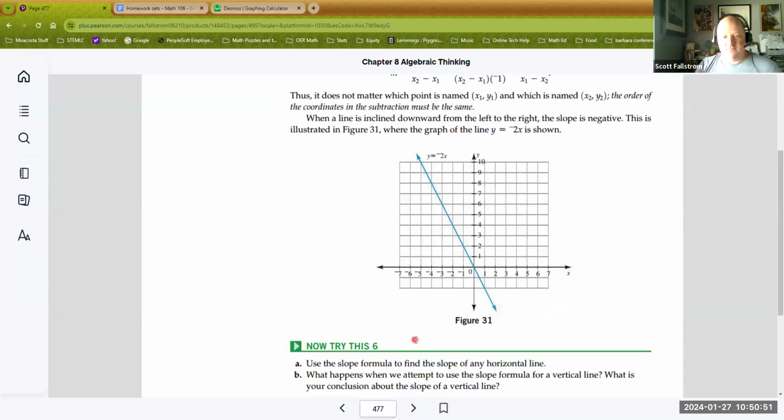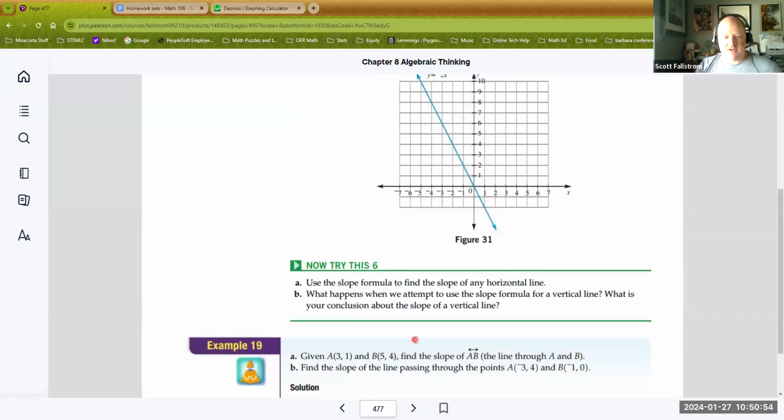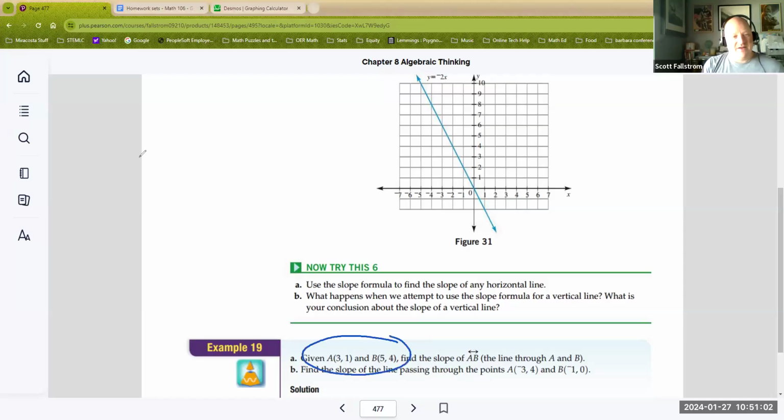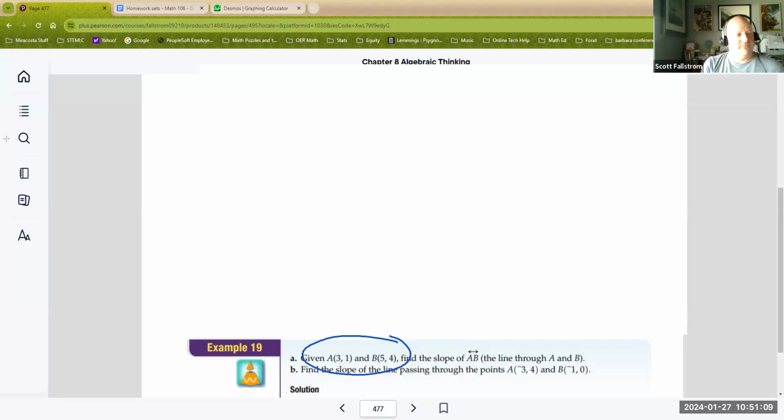So let's see here. Here we go. Okay, so it says right down here, given these 2 points, find the slope of the line. So what do I have? I have 2 points. Actually, let me get a little white space here just so I can kind of show what I'm doing. So I have the point A, and point A is at 3, 1. And I have point B, which is at 5, 4, right?